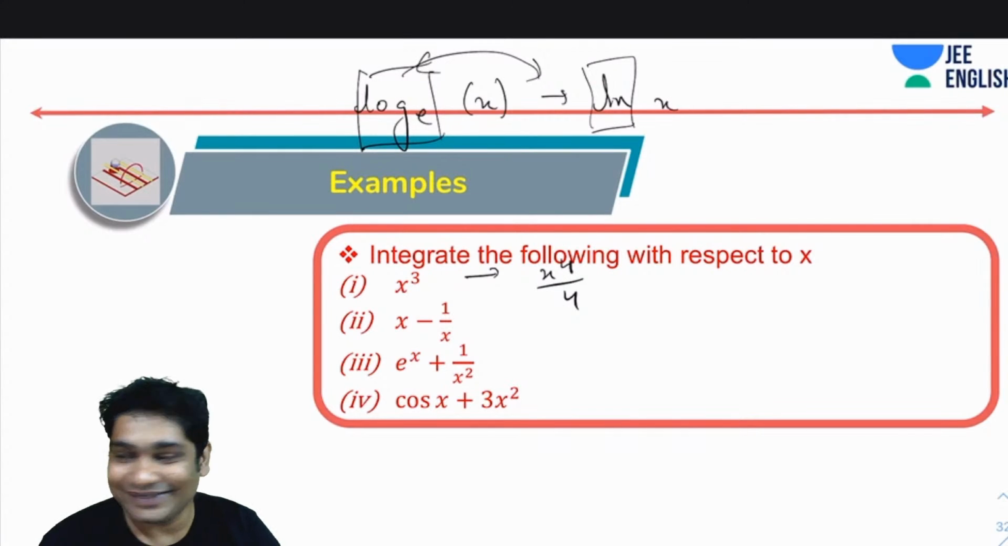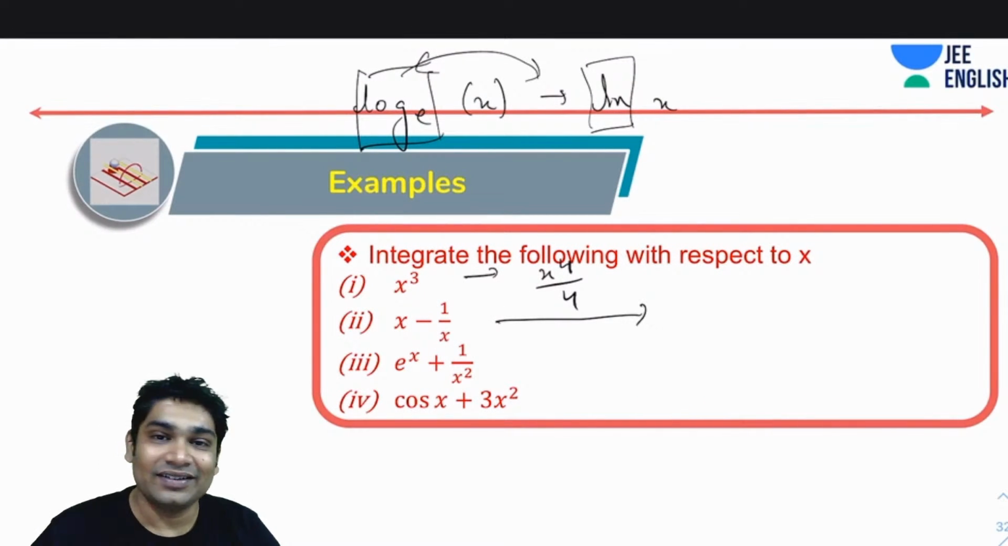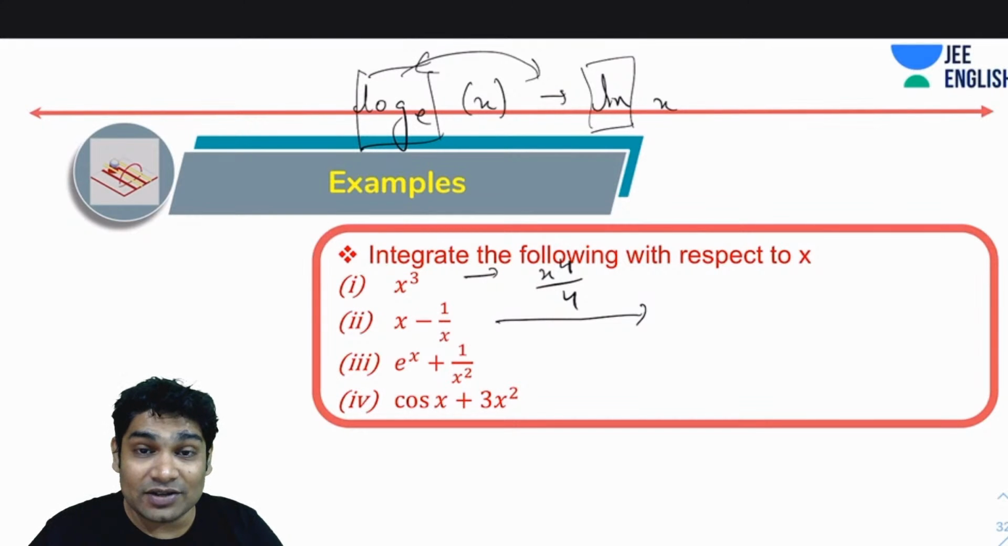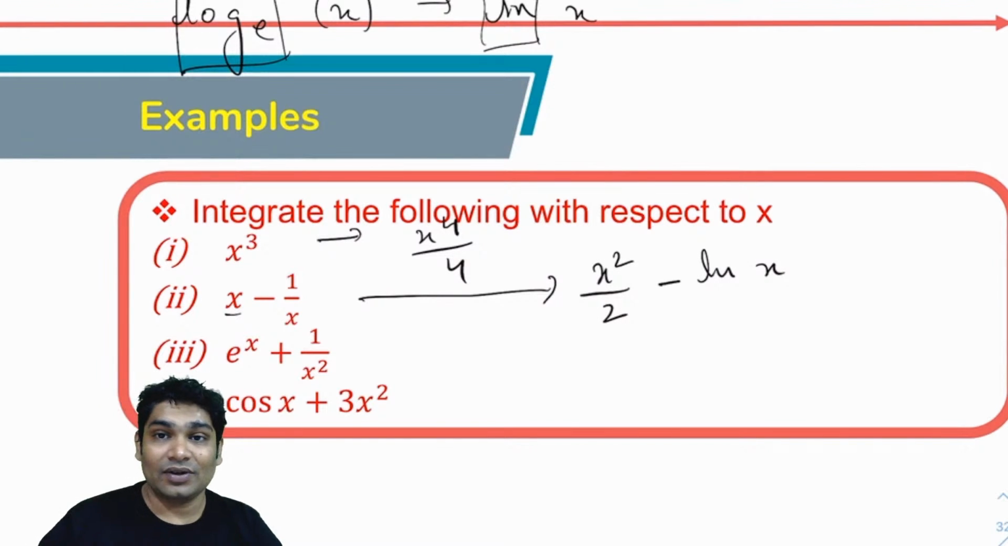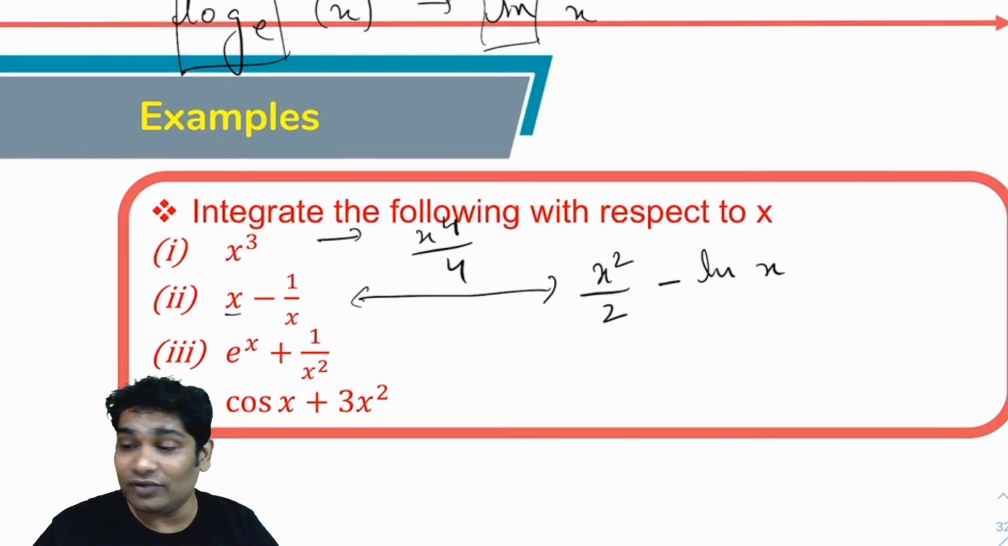Alright, let's move forward. What will be the integration of this? For everybody who doesn't know, ln is log to the base e, e being Euler's constant. The integration of this would be x square over 2 minus ln x. Why? Because once you differentiate this, you will get this. Integration of this gives you this, differentiation of this should give you this.